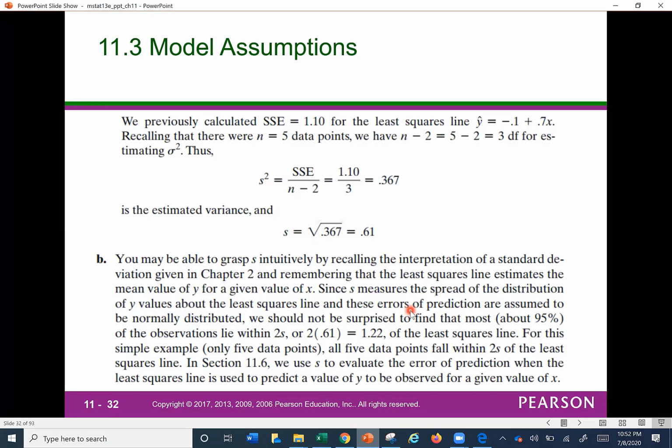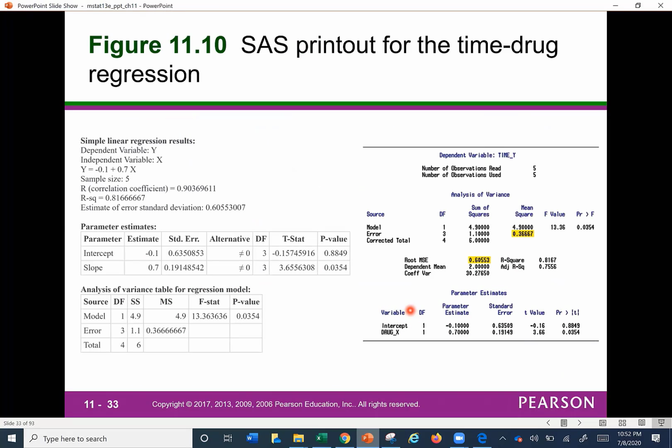The interpretation is that the standard deviation of my model is a measure of the deviation of the values with respect to my model. Here in StatCrunch, 1.1 is the sum of squared errors. When we divide the sum of squares by the degrees of freedom, we obtain the variance. The standard deviation is the square root of the variance, 0.6, and it is given here.